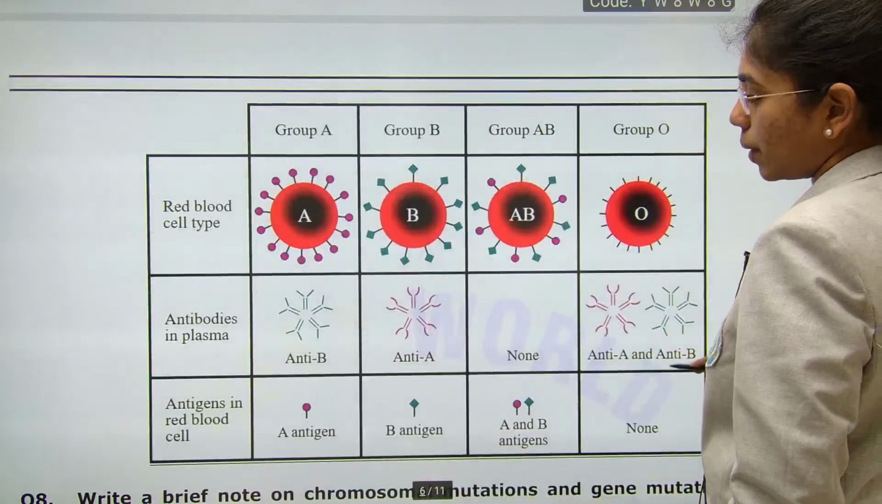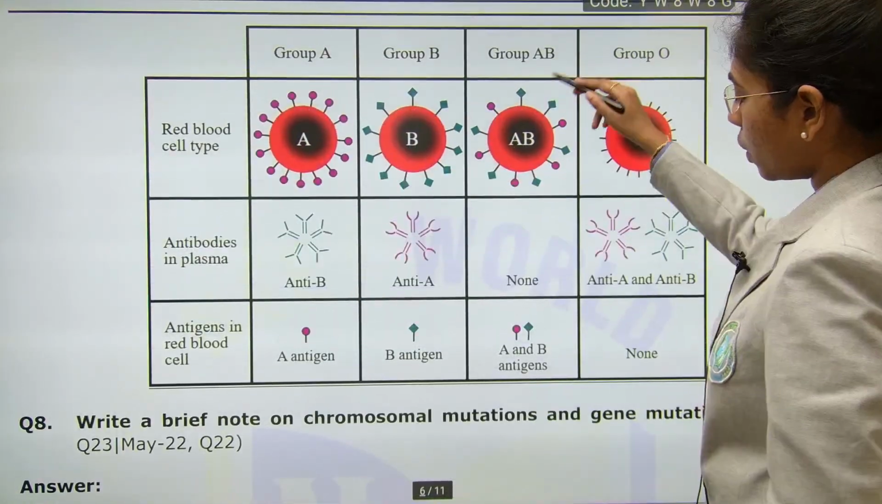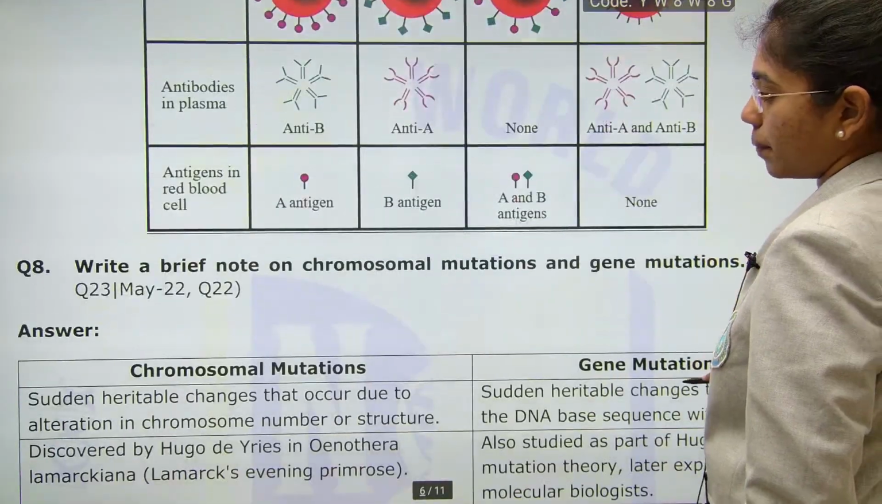See about AB blood grouping. AB blood group will have both the antigens A and B.